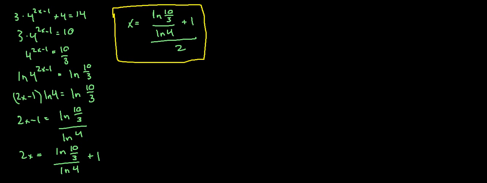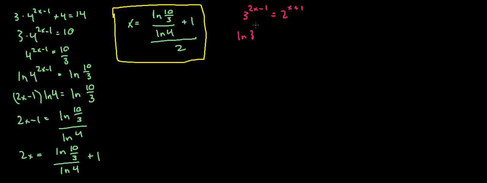So let me do another one. I'll do 3 to the 2x minus 1 is equal to 2 to the x plus 1. So this is another relatively simple one. Here I can take the natural log or the log base 10. I do the natural log because it's one less letter to write. And I will bring the powers down.